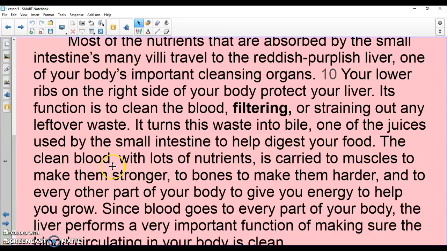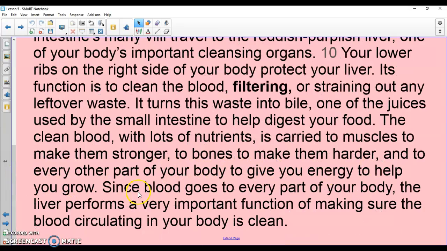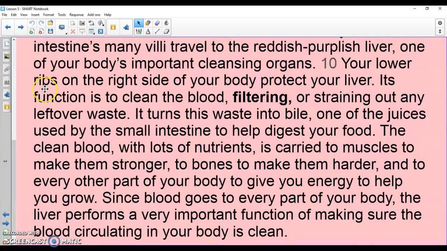The clean blood with lots of nutrients is carried to muscles to make them stronger, to bones to make them harder, and to every other part of your body to give you energy to help you grow. Since blood goes to every part of your body, the liver performs a very important function of making sure the blood circulating in your body is clean.